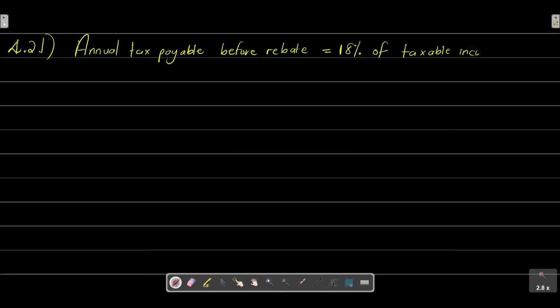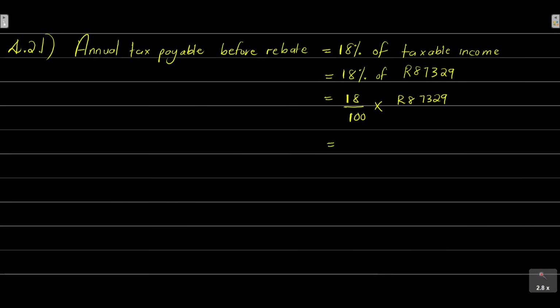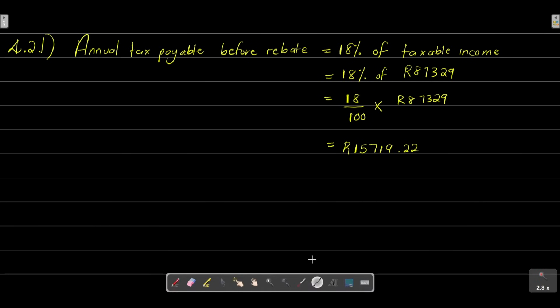I explained how the 1 rand basically comes into this question. So the 18% of his taxable income is 87,329, and 18% is the same as 18 divided by 100 multiplied by 87,329. If you punch that into your calculator, you'll find that the annual tax payable before the rebate is 15,719.22 rand. However, we are not done, because we have the tax rebate that we now need to focus on.